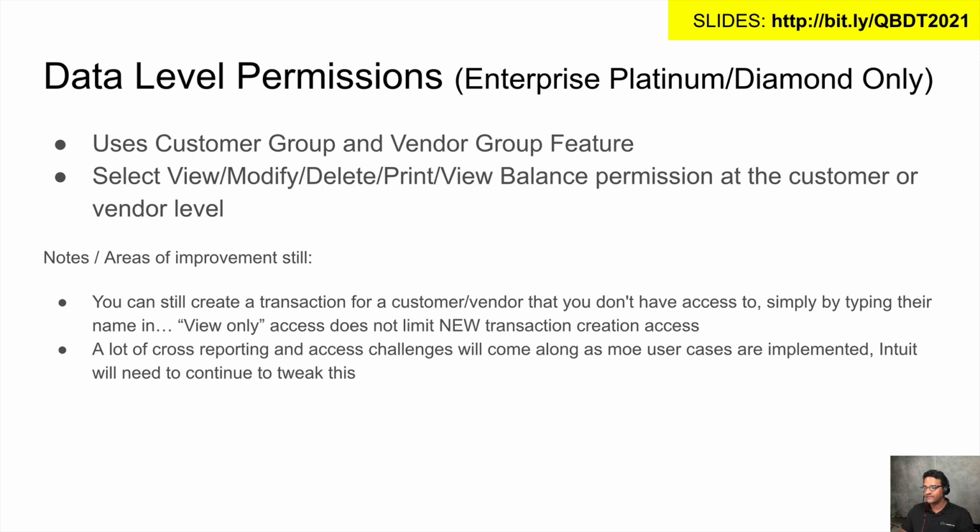And the second one is, there are tons of cross-reporting and access challenges that, until we start implementing this and see different use cases, we really don't know where the shortcomings are. Because, for example, let me give you an example. Let's say you're a user that has access to the balance sheet. You can view a balance sheet, but you can only view balances for a certain group of customers. So what?